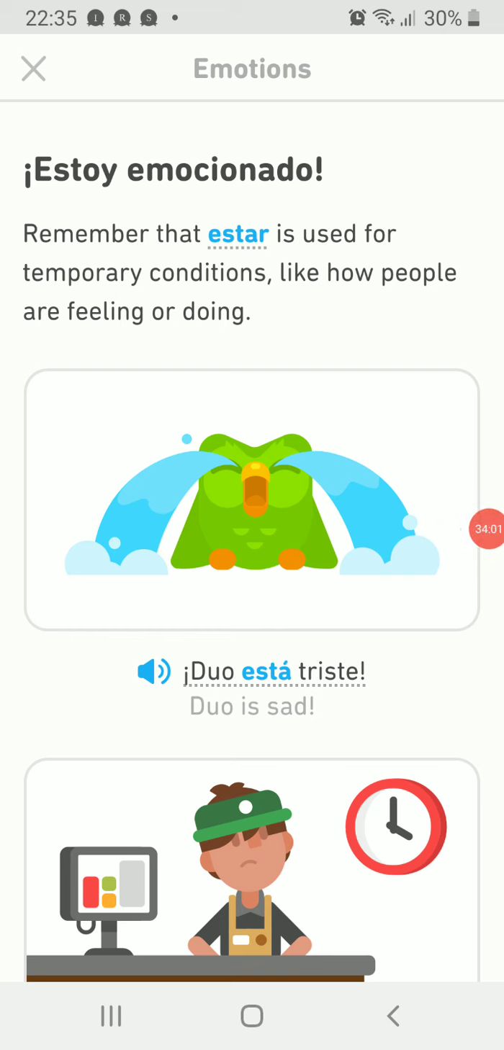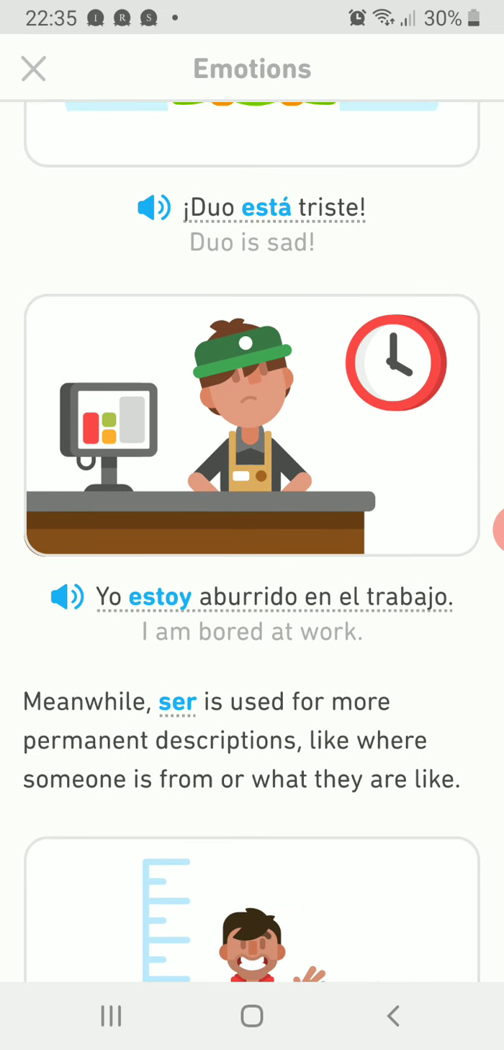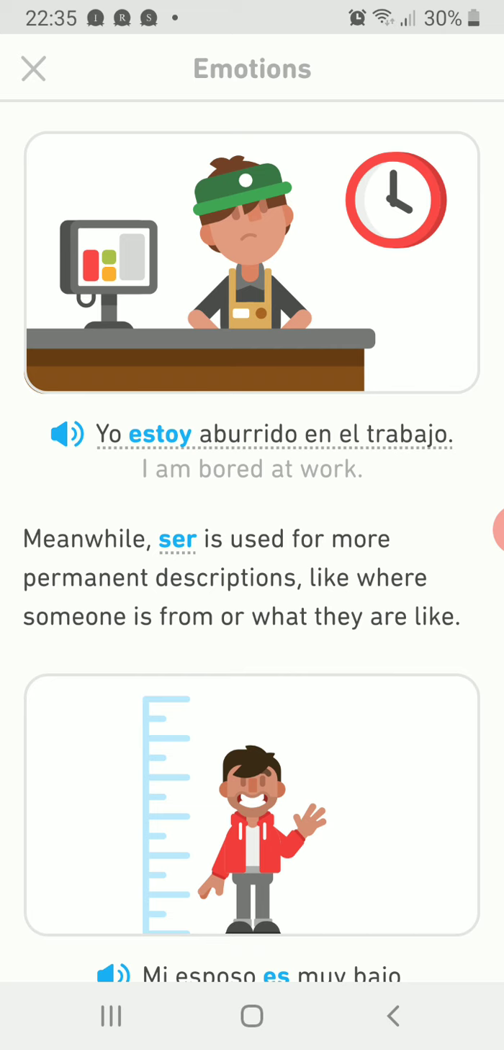Estoy emocionado. I'm excited. Remember that estar is used for temporary conditions, like how people are feeling or doing. Estoy triste, sad. Yo estoy aburrido en el trabajo. So how do you say angry? Angry is enojado or enojada if you're a woman.